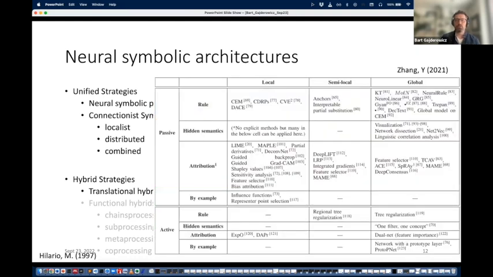And so these are some of the results that they have. And again, I wanted to point out that the rule category here in this passive section is actually quite large. And what's really interesting is that at the global level, so for the full model, they can actually generate a set of rules for explaining why a certain outcome was produced by a model.